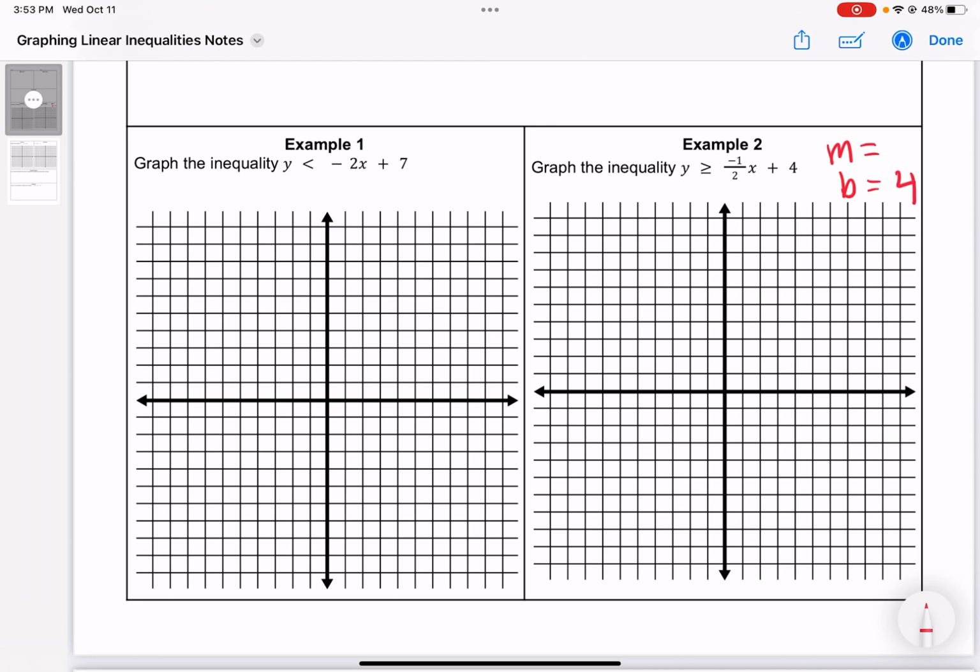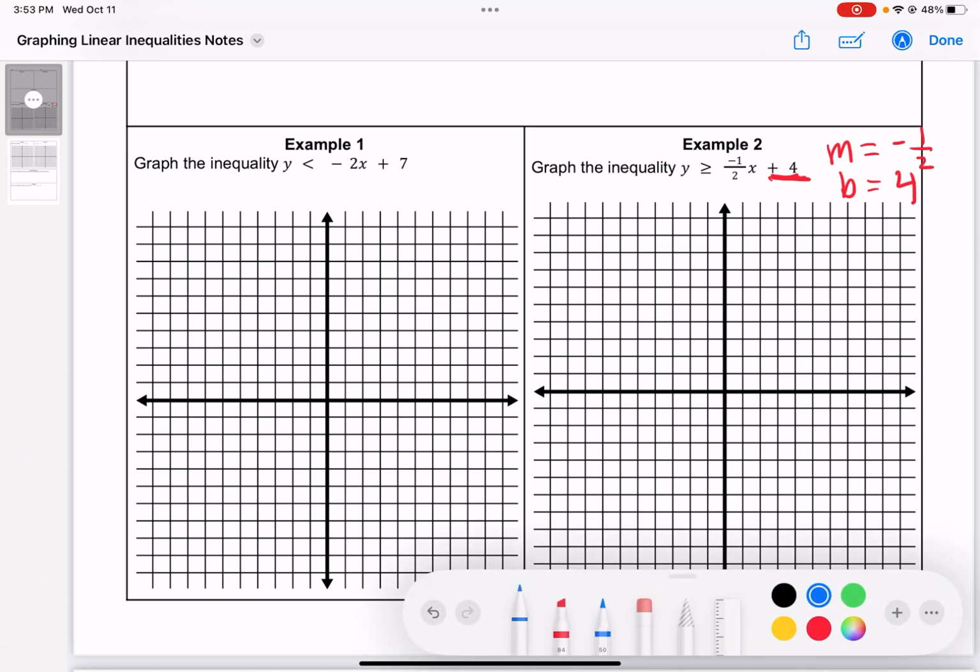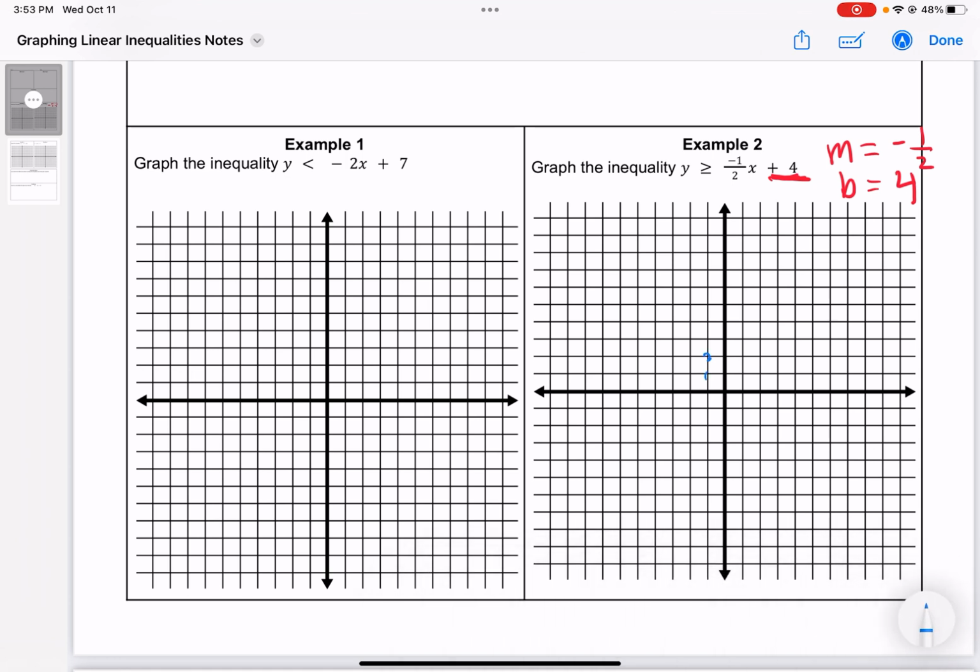My b is 4, obviously. The y-intercept is the constant, the number by itself. And the slope is -1/2. So this tells me to begin at 4. And the change in y over the change in x is -1/2. So I'm going to go down 1, over 2. Down 1 over 2. This pattern continues forever because it's a constant rate of change.